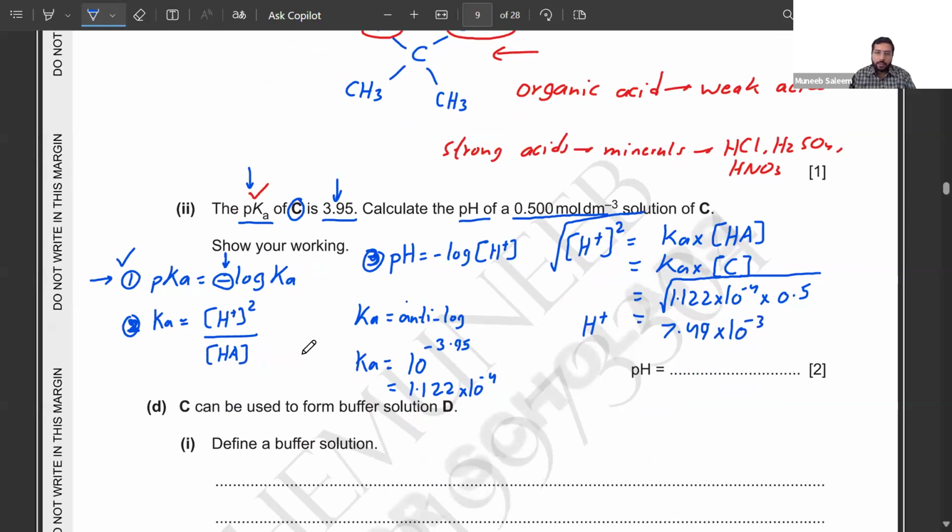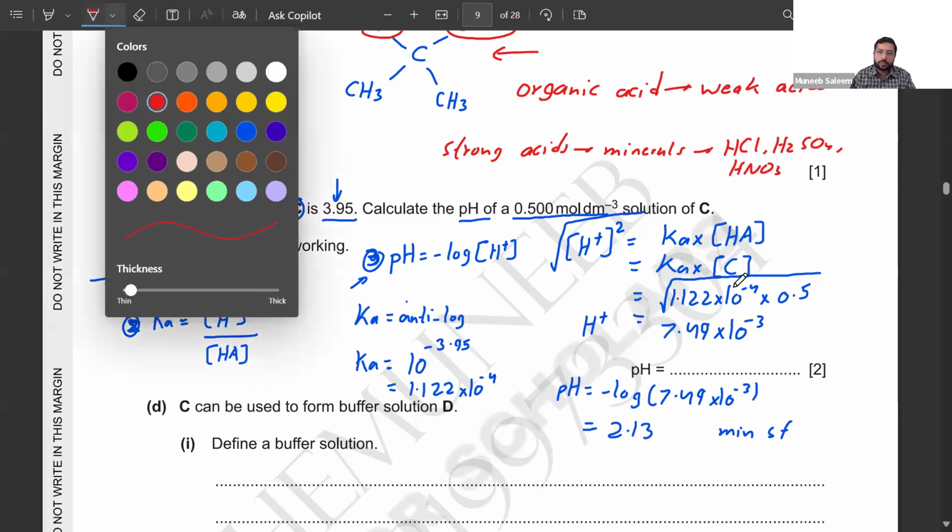Now after this you will apply the third formula, which says pH is equal to minus log. So simply pH will then become minus log of the hydrogen ion concentration, which is 7.49 into 10 raised to power minus 3. So when you do this, the value shall become 2.13. The minimum significant figures are 2, so 2.13 is your final answer here.